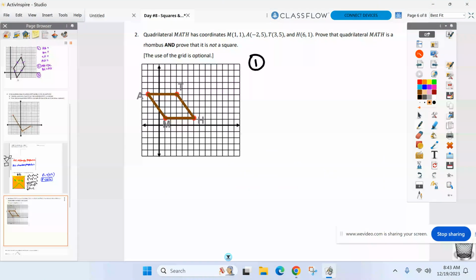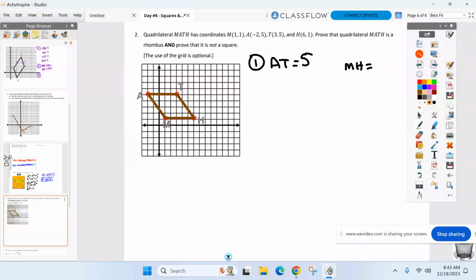Good news, though. I don't need the distance for two of them. You don't need to do the distance formula for AT and MH. Any idea why I'm not going to require that? It's a waste of time. Why, Bailey? If you can count, you can do it. If it's a horizontal or vertical line, just count the darn thing. I don't need to see distance. Hey, AT, 1, 2, 3, 4. It's 5 units long. Have a good day. So don't waste your time doing distance if you can count.